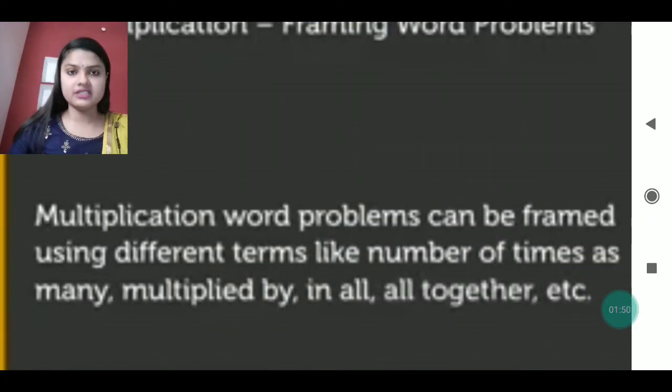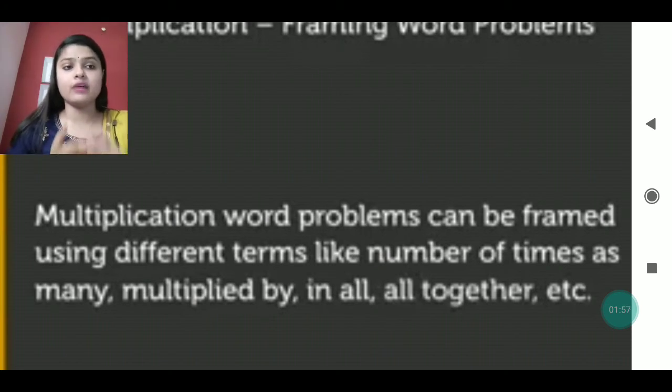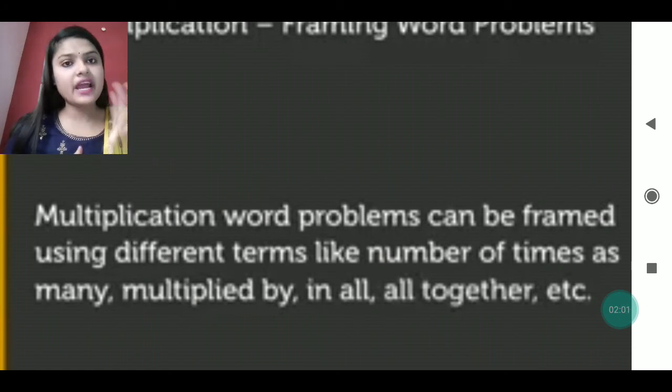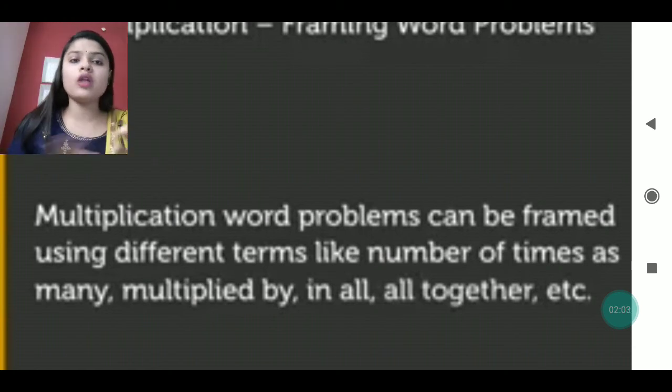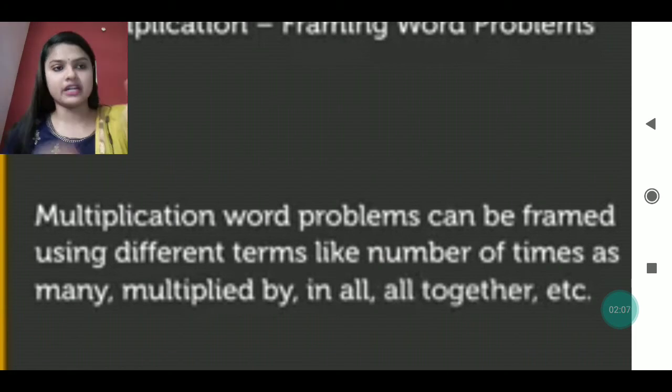Again I am reading this. Multiplication word problems can be framed using different terms like number of times, as many, multiplied by, in all, or all together. These are the terms which are familiar and related with multiplication.